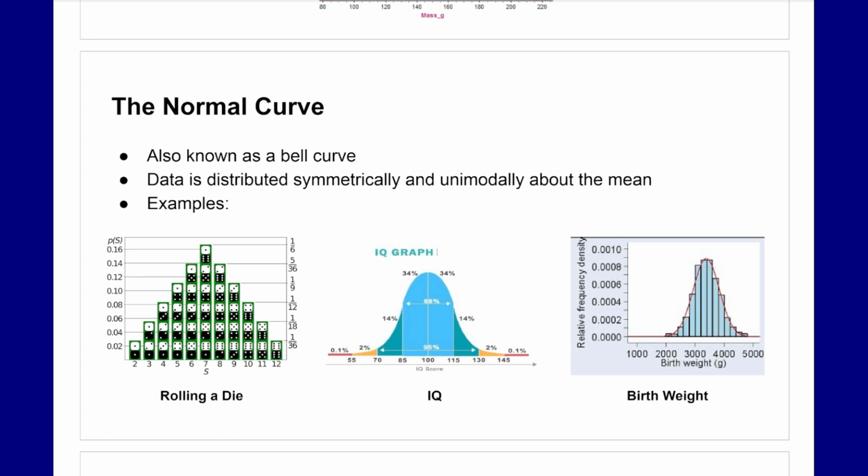IQ tends to follow a normal distribution. If we look at IQ, most people tend to be around an IQ score of 100, with then fewer and fewer people being above and below. Birth weight, I've mentioned before, is a good one. Most babies born tend to be around this average birth weight, with fewer and fewer babies being born at weights above and below the mean. As we get further away from the mean, there's less and less babies being born at those weights.